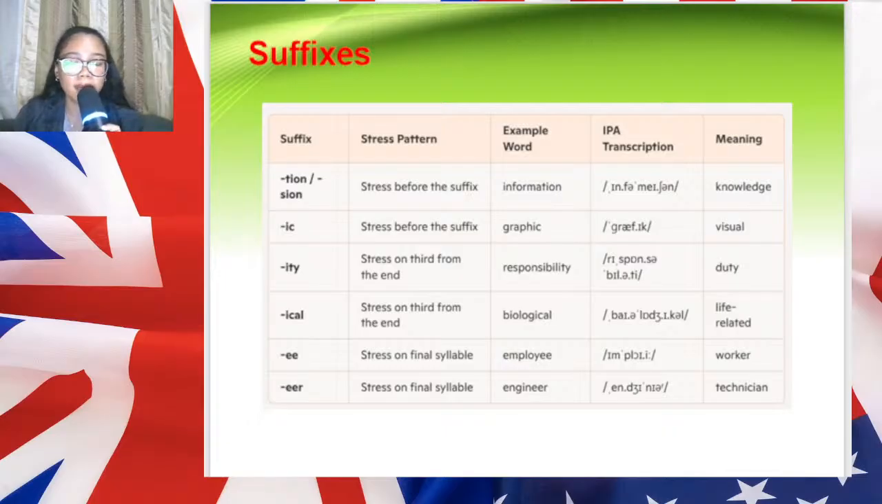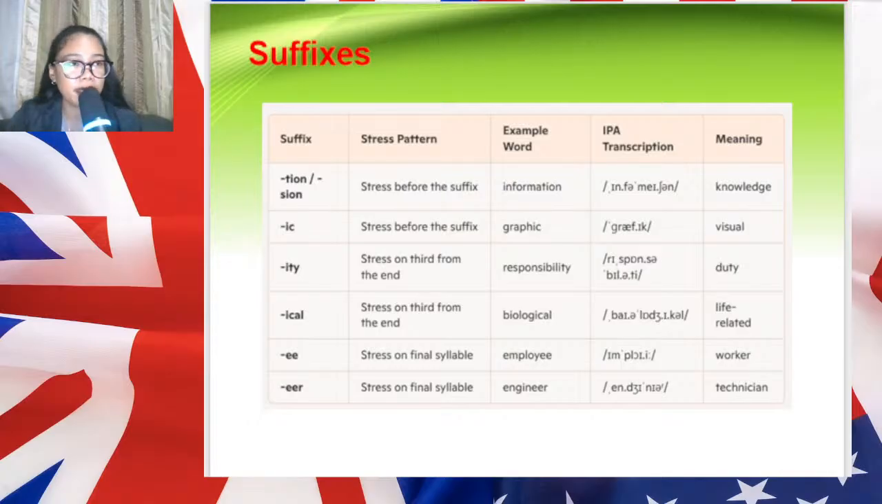Do we get that? That's quite a long word, but we immediately got what the stressed syllable is by looking at its rule, which is stress on the third from the end. Now, what do we mean by responsibility? It is our duty.